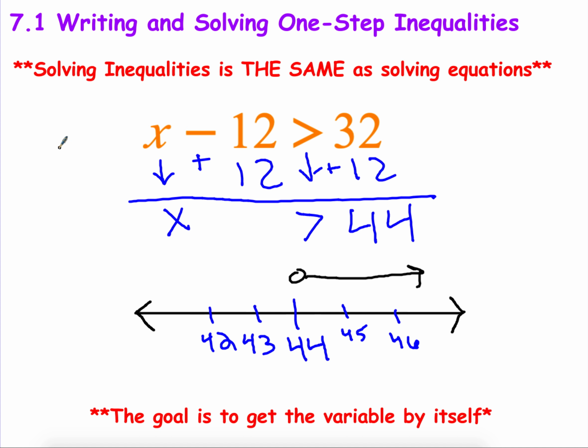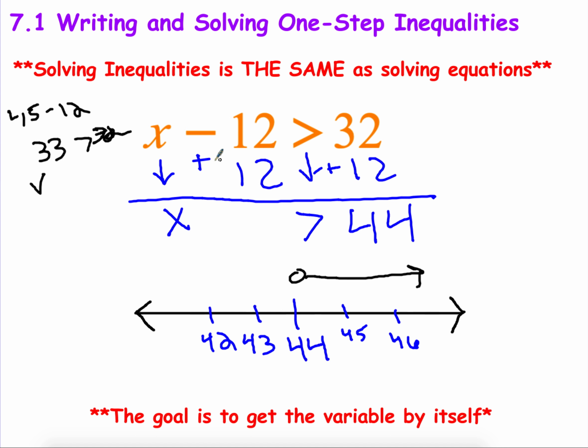If I plug in 45, I do 45 minus 12, and this is how I check my work. 45 minus 12 is 33. Is 33 greater than 32? Sorry guys, having some technical difficulties here. Is 33 greater than 32? It is, that works. Then I would plug in 46. 46 minus 12 is 34. Is 34 greater than 32? Yes, it is. So any number greater than 44, when I plug it into this inequality, is going to make a true statement because the left side would then be greater than the right side.